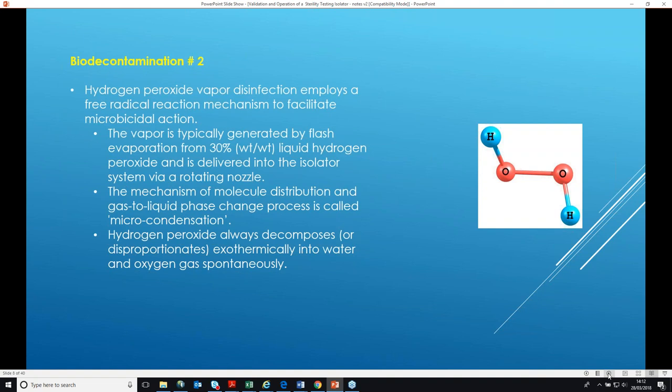The mechanism of gas distribution, as the gas to liquid phase change process occurs, is called microcondensation. A microcondensation formation is a simple and efficient way of delivering this hydrogen peroxide agent to all exposed surfaces. An advantage of hydrogen peroxide is that it always decomposes, or what some chemists might call disproportionates, exothermically into water and into oxygen in a gaseous form.